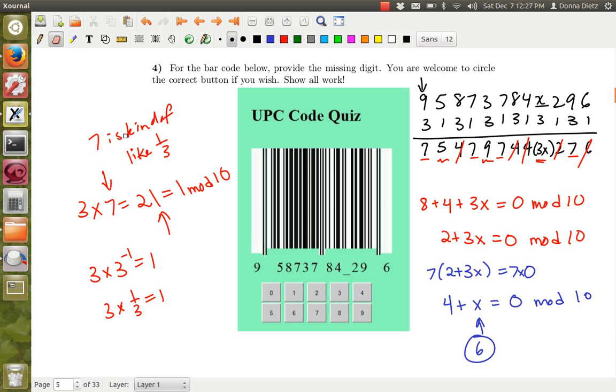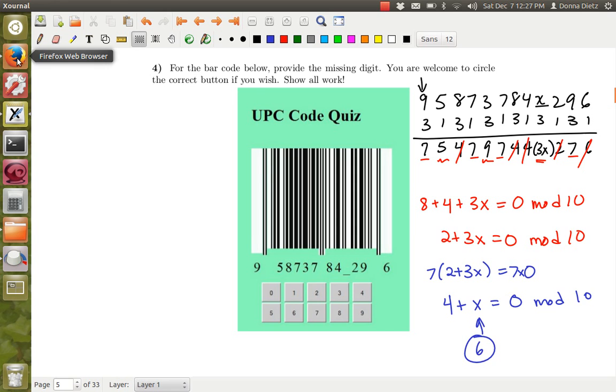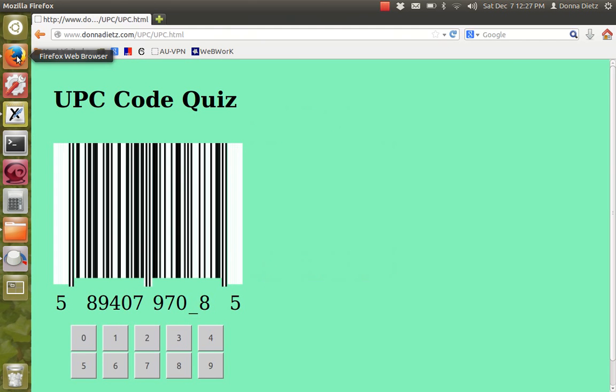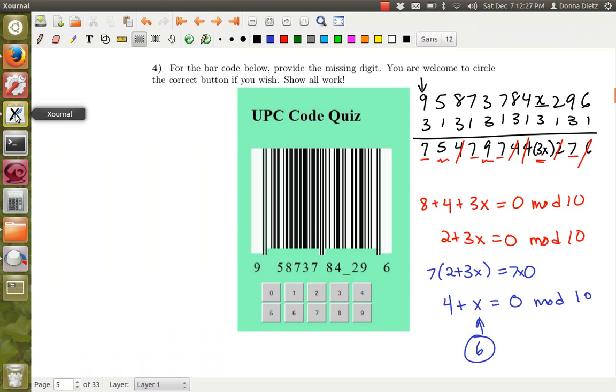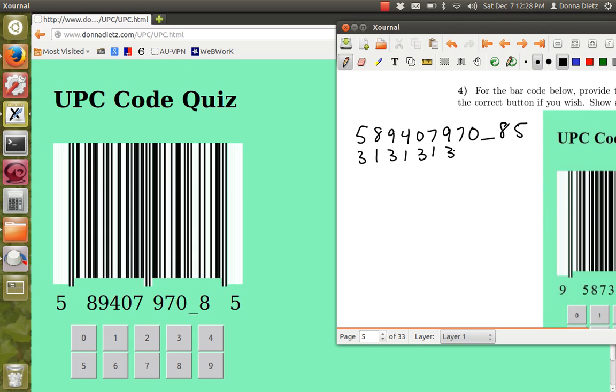Alright, so what about if we get an easier problem? Let's look for an easier problem. Alright, so let's see, I need something to write on here. Okay, so I have 5, 8, 9, 4, 0, 7, 9, 7, 0, something, 8, 5, and the weights are 3, 1, 3, 1, 3, 1, 3, 1, 3, 1. Beautiful. I did that on purpose. Okay, so 3 times 5 is 15, 3 times 9 is 27.